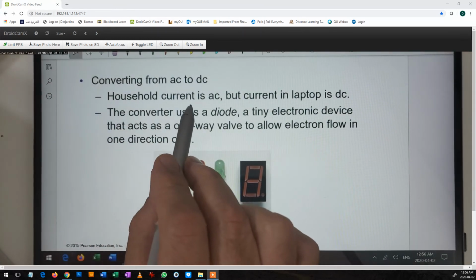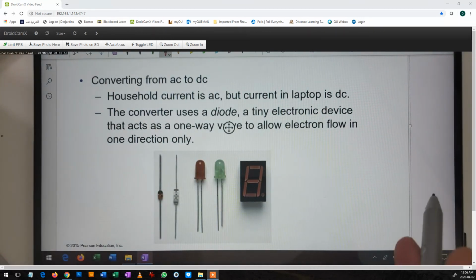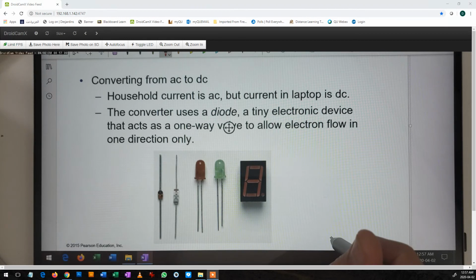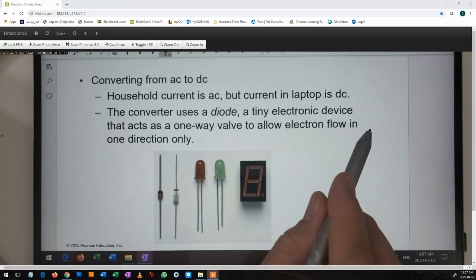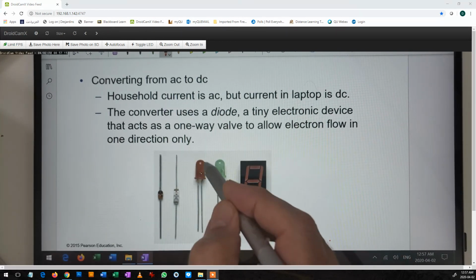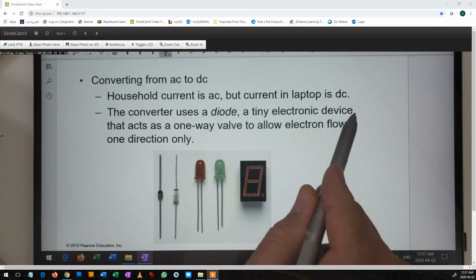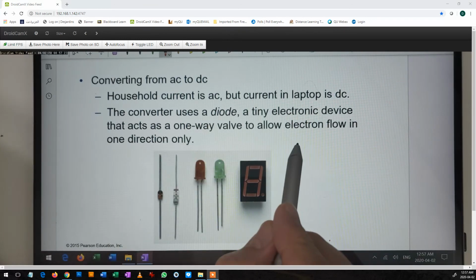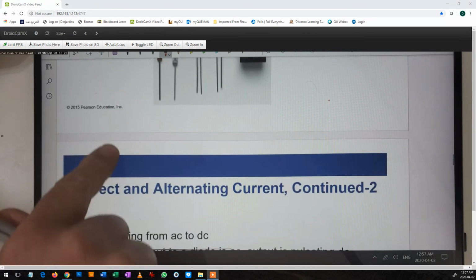Household current is AC, but current in the laptop is DC. To convert, the converter uses a diode, a tiny electronic device like these, but these are light emitting diodes, which are used to produce light. A diode is a tiny electronic device that acts as a one-way valve to allow electrons to flow in one direction only.